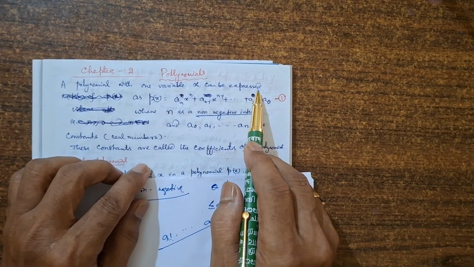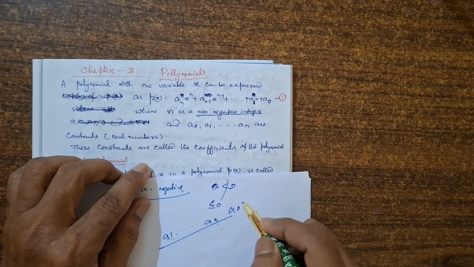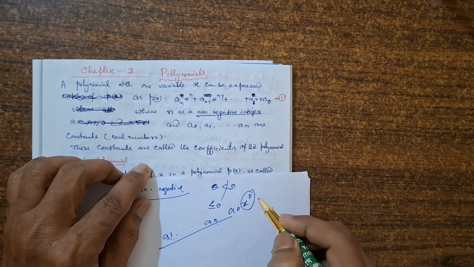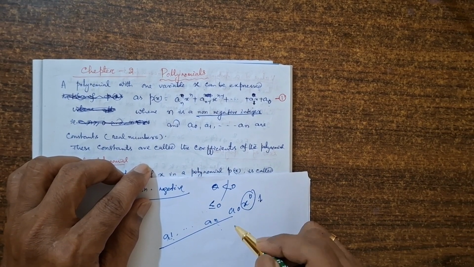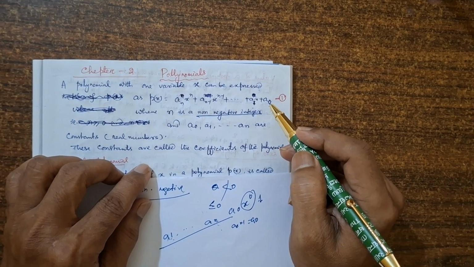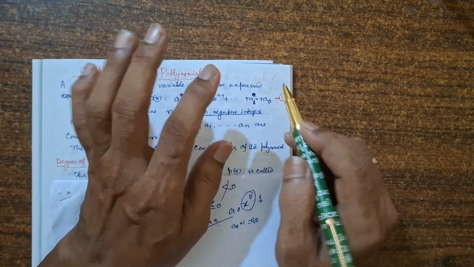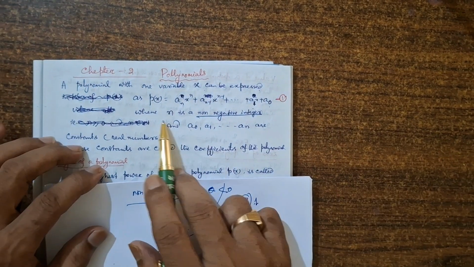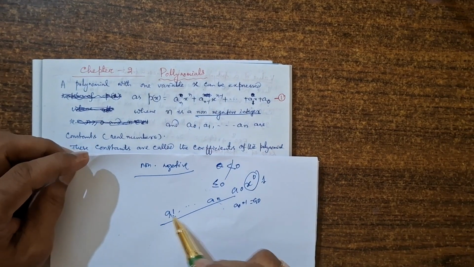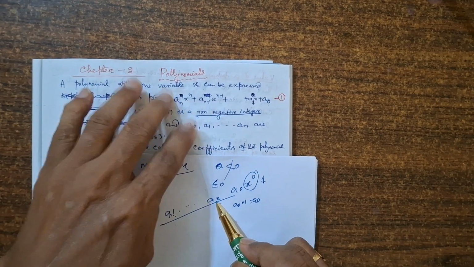a_1 x to the power 1, a_0 x to the power 0. x to the power 0 is always 1, so it is not written. a_0 into 1 means a_0, so it is directly written as a_0. Here is also the power of x, but the power is 0, so it is not mentioned. So n is non-negative. Anywhere this a may be 0, but n must not be negative.